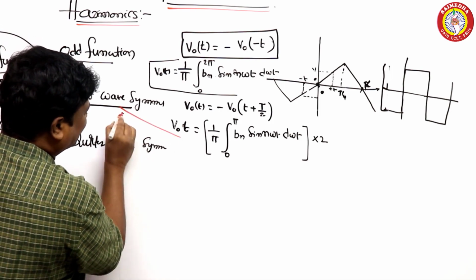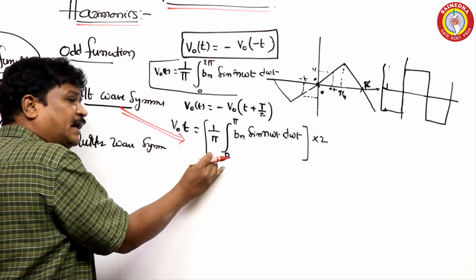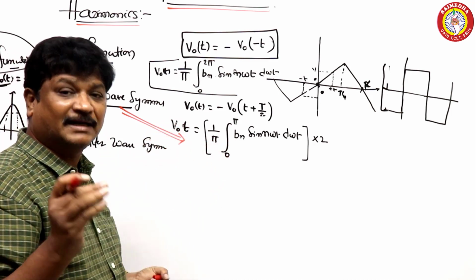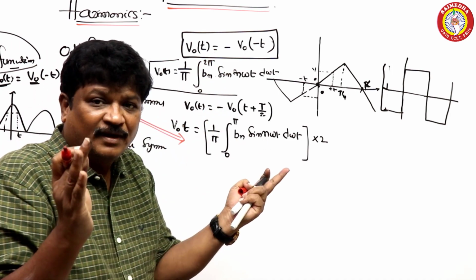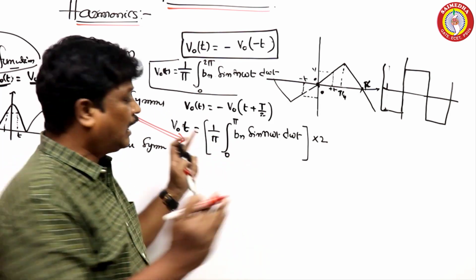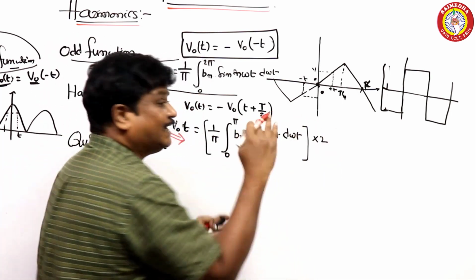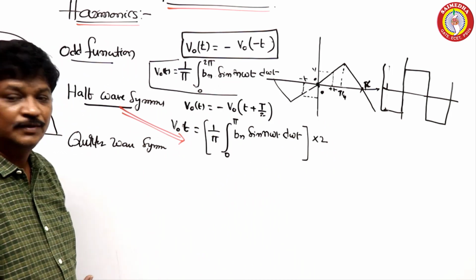Whether solving by this method or the other, you will get the same answer. But integrating 0 to 2 pi is lengthy, so we can make it 0 to pi only, multiplied by 2, and you will get the easy results. That is the condition we can have.